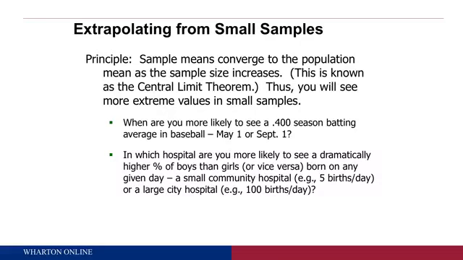What about hospitals? Where are you likely to see a dramatically higher percentage of boys than girls, or vice versa, born on any given day? A small community hospital, which might have 4 or 5 births a day, or a large city hospital, which might have 100 births a day. Where are you more likely to see the population mean vary in that daily sample? The small hospital, of course, you'll see large variations. You might have all girls one day, all boys another day. In a small hospital, that can happen, but there's no way you'd have that in a larger hospital.